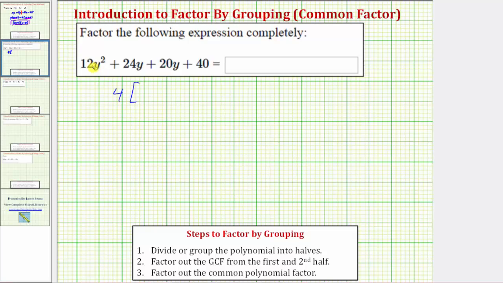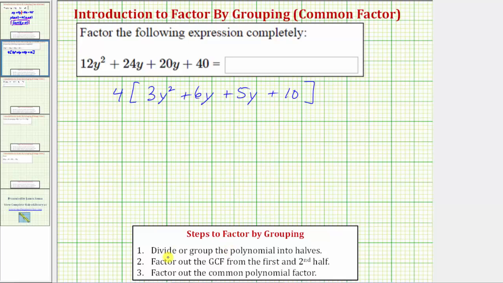If we factor out 4 from 12y squared, we'd have 3y squared. If we factor out 4 from 24y, we'd have 6y, so plus 6y. If we factor out 4 from 20y, we're left with 5y, so we have plus 5y. If we factor out 4 from 40, we're left with 10, so we have plus 10. And now we'll factor the inner polynomial expression using factor by grouping.